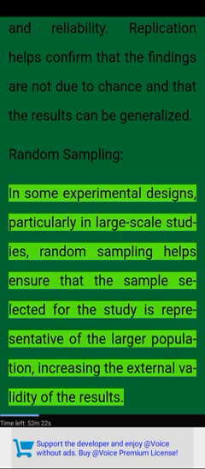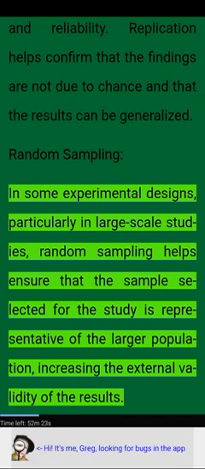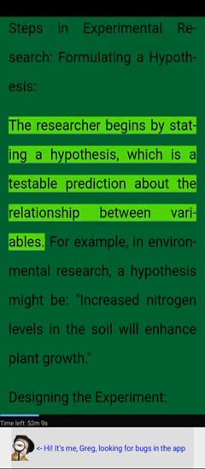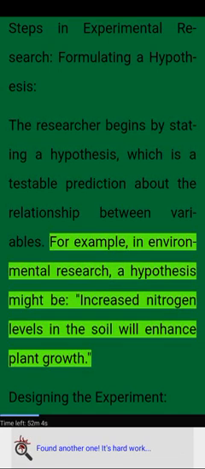Random sampling. In some experimental designs, particularly in large-scale studies, random sampling helps ensure that the sample selected for the study is representative of the larger population, increasing the external validity of the results. Steps in experimental research. Formulating a hypothesis. The researcher begins by stating a hypothesis, which is a testable prediction about the relationship between variables. For example, in environmental research, a hypothesis might be, increased nitrogen levels in the soil will enhance plant growth.